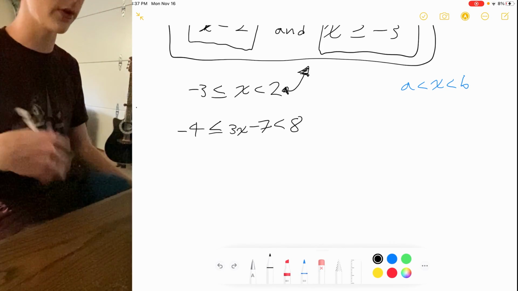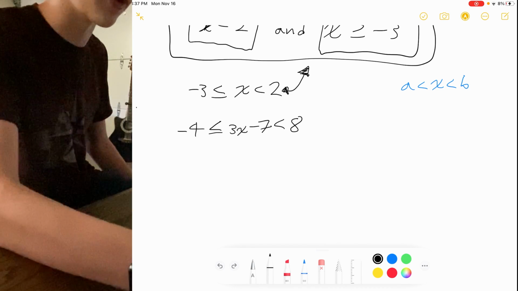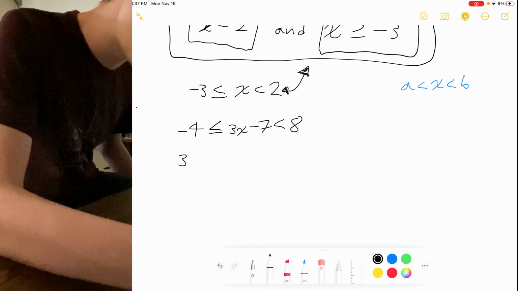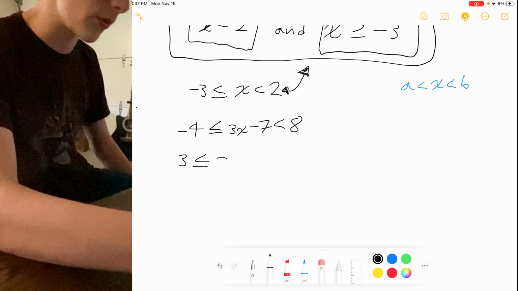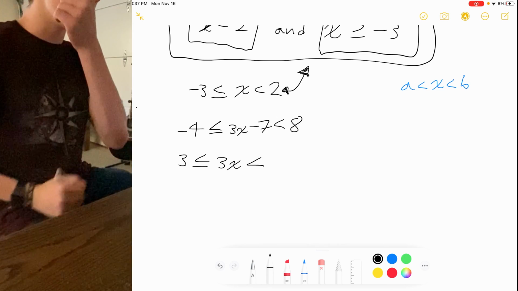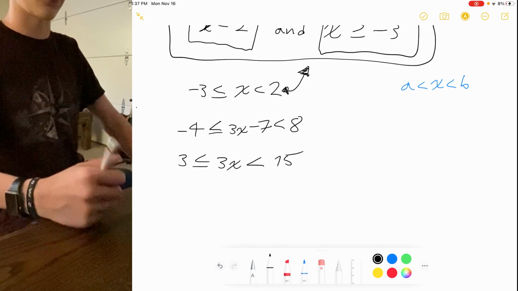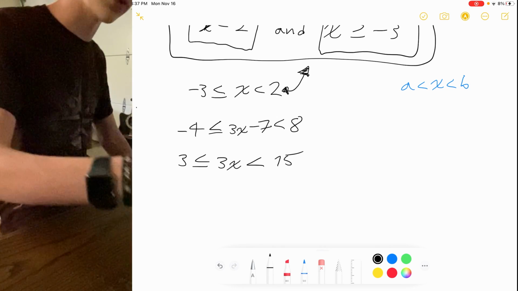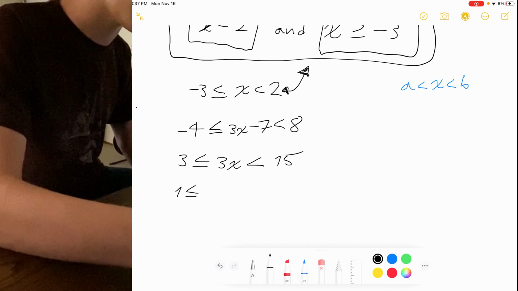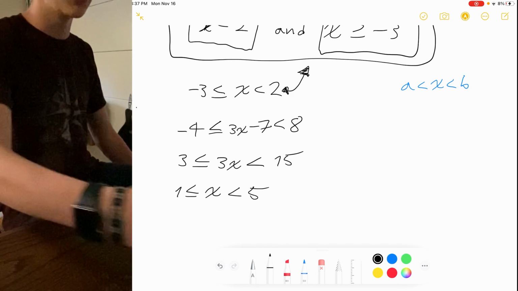So let's go through an example, and I think that'll help solidify this. I'll add 7 to all three sections. Negative 4 plus 7 is going to be positive 3. That's going to be less than or equal to 3x, right? Because the plus 7 will cancel with the minus 7. That's going to be less than 8 plus 7, which is 15. Okay? And now we're going to divide by 3 in all three sections. So this 3 over 3 will become a 1, is less than or equal to x, which is less than 15 divided by 3, which is 5. So that would be our answer to that.